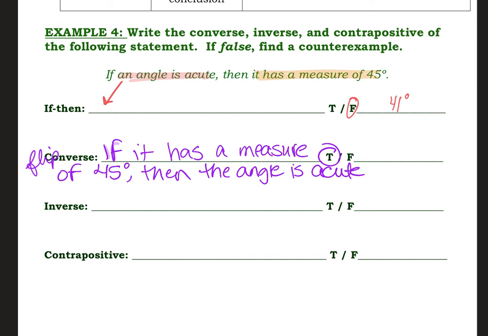All right, the next one, the inverse. Inverse starts with the letter N, the not. All right, just so you can start remembering little things to help you remember. Inverse is the one with the not. We're going to add a not to the original statement. Go back to the original statement, the one at the very top. How can I negate that? How can I make that not true? If an angle is not acute, all right, so I'm going to add a word not here, then it does not have a measure of 45. All right, so we're just going to rewrite that.